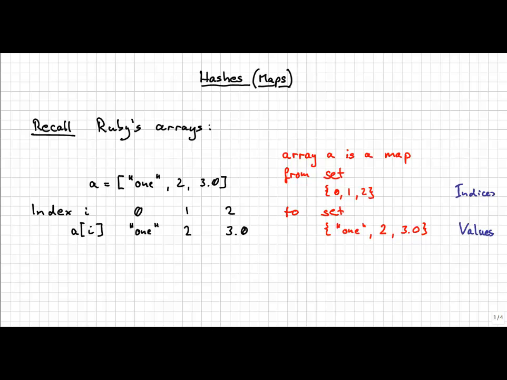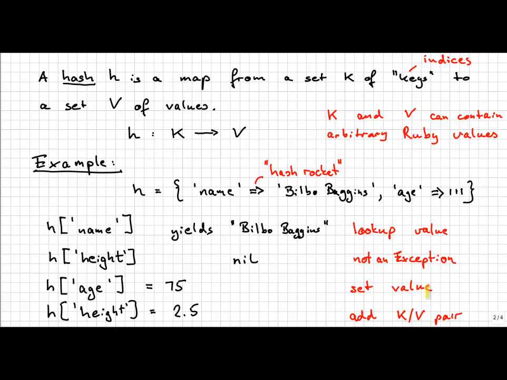Now, before we dive deeper into hashes, let's recall Ruby's arrays. Remember that an array is basically a map from the set of indices 0, 1, and so on and so forth to the set that contains the values, the elements of the array. So in this example here, what we have is the array A, where we assign the elements to be 1, 2, and 3 of their respective types. And the indices of this array range from 0 to 2. And the elements or values of the array at the respective index are the string 1, the integer 2, and the float 3.0.